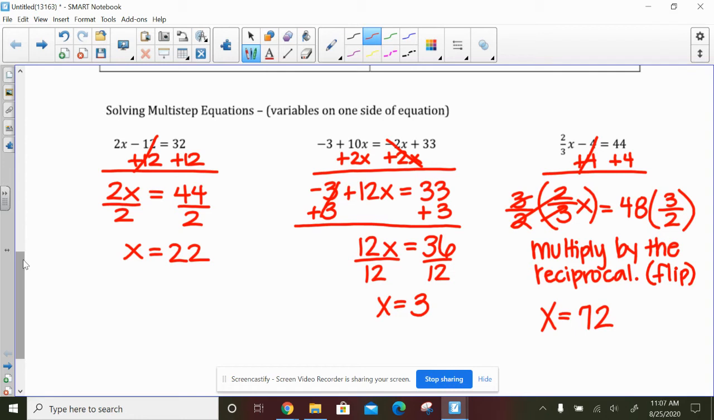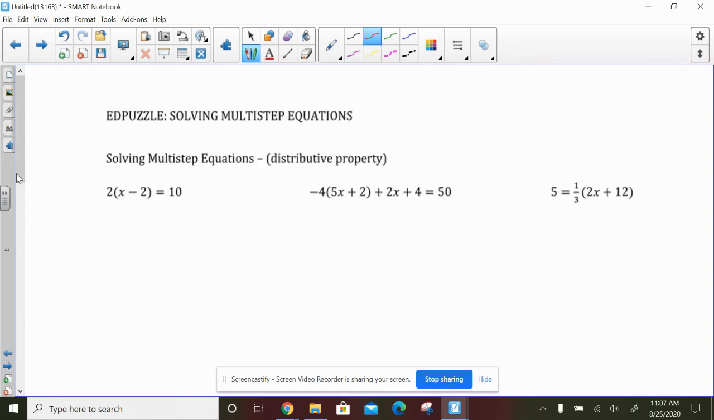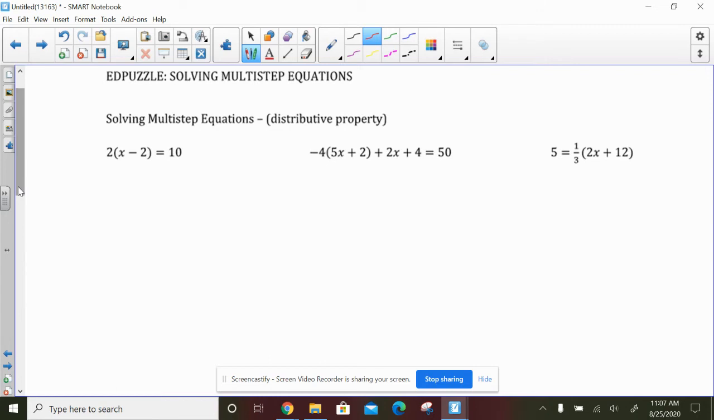Okay, and then you will take a look at the back. The back here you have distributive property. Okay, so you have your parentheses. So the first thing when you have this is you want to distribute whatever you have.